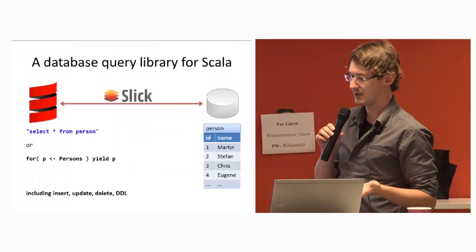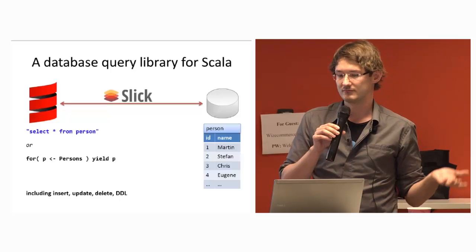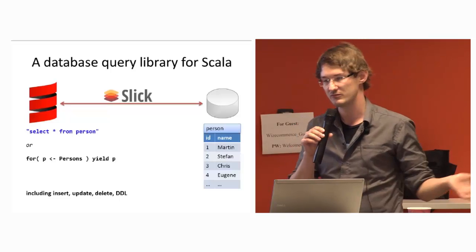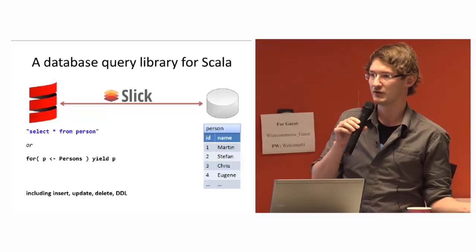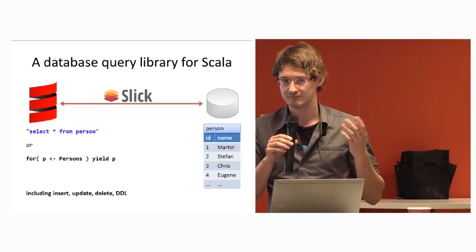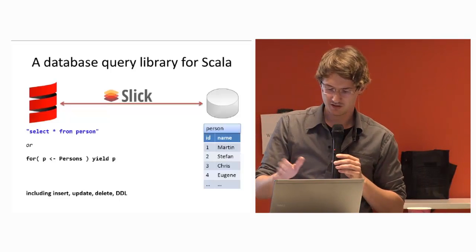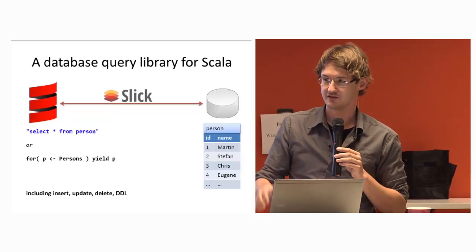Slick is a library written in Scala for talking to databases from your Scala programs. You write some queries like there on the left. You send it to the database, get back the results. The usual thing. You can also do inserts, updates, deletes, change the schema.